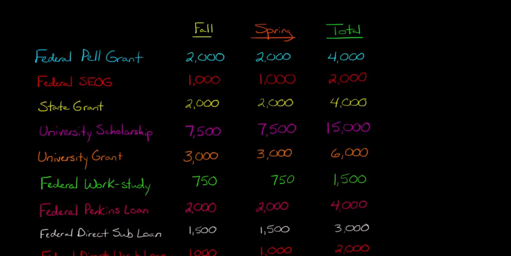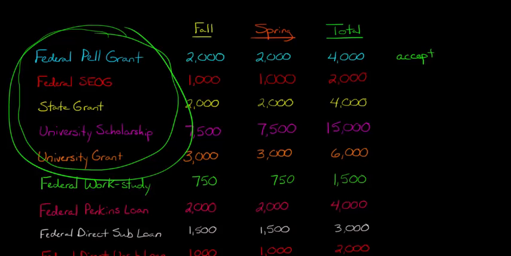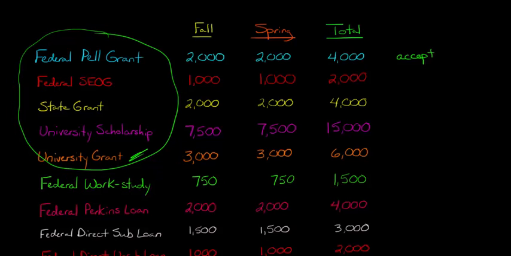So you absolutely want to accept all of the grants and scholarships that you are being offered. You want to accept all of those. And the reason is that you do not have to pay back any of this money. So if the university offers you a need-based grant, an academic scholarship, the federal government or the state government offers you grants, that is free money. That is free money that you do not have to repay. So you absolutely want to accept all the grants and the scholarships.